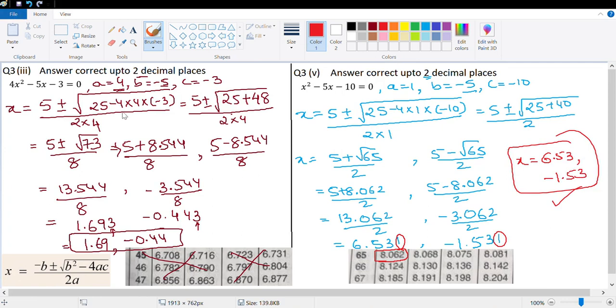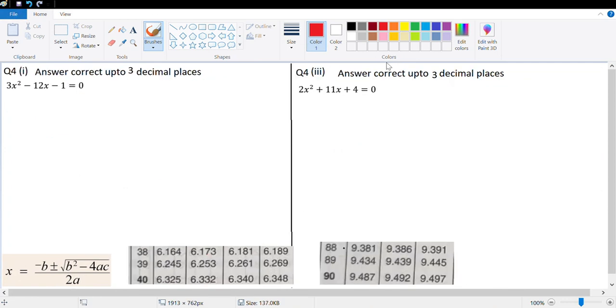Good, let's look at the next question. The next question that we're doing is question number 4, part 1. It says answer up to 3 decimal places. Here a is equal to 3, b is equal to negative 12, and c is equal to negative 1.